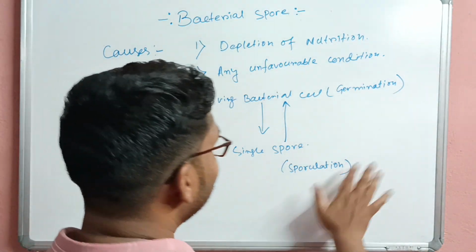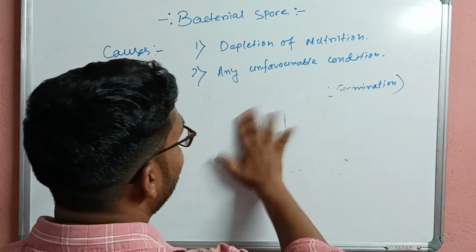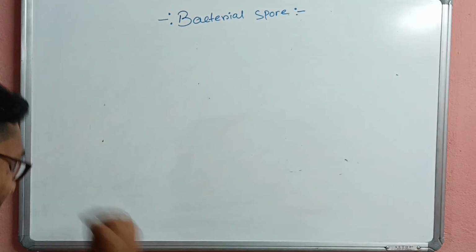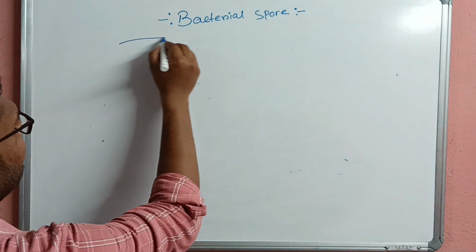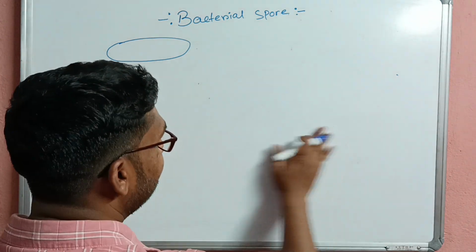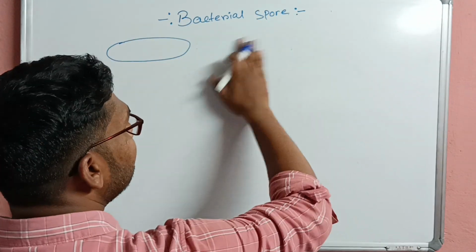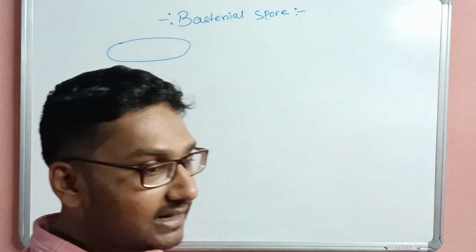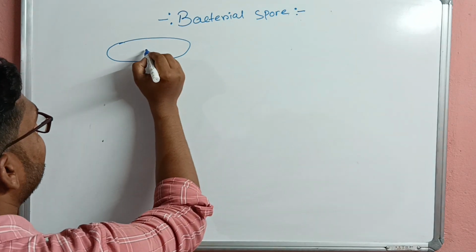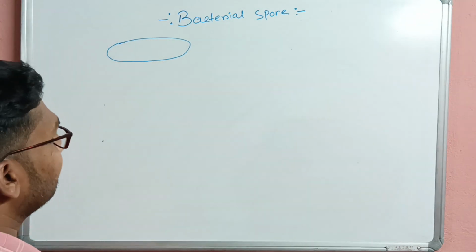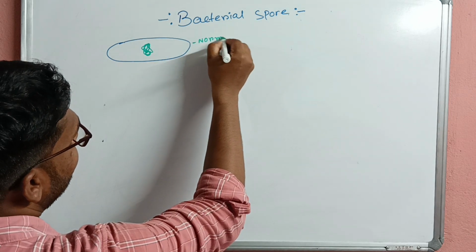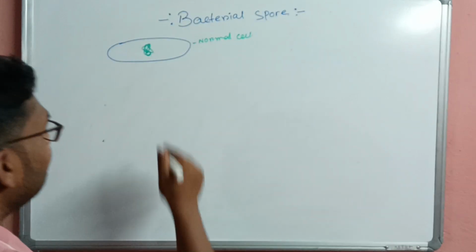Clear? Now let's come to how the bacterial spore forms. This is the process we will discuss. At first, when they get unfavorable conditions or depletion of nutrition in the environment, they are unable to take proper nutrition from the environment, or some external matter hampers their life. At that time they form a spore. So how do they form it? At first, a single bacterium looks like this. This is the normal cell.